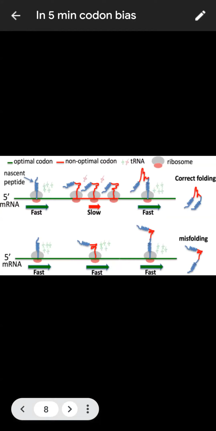It's an example of this. We can see that optimal codings, which are in green, code for the codon bias. You can see on the top right area, there's a correct folding to the protein because of codon bias. Whereas on the bottom, if it was depending upon evolutionary view of codon changes, it would cause misfoldings of the protein.